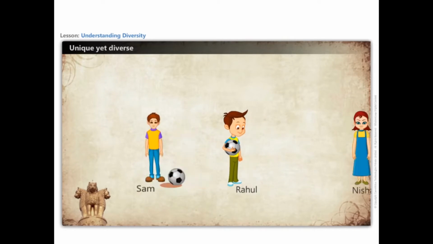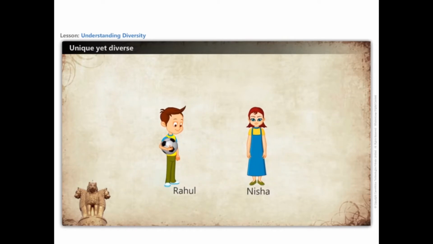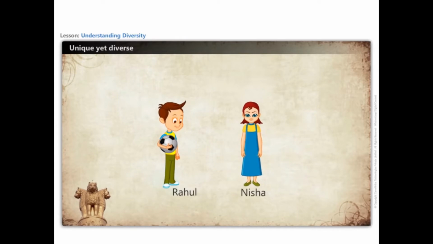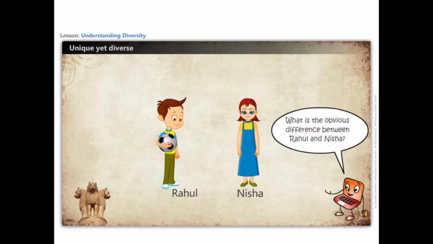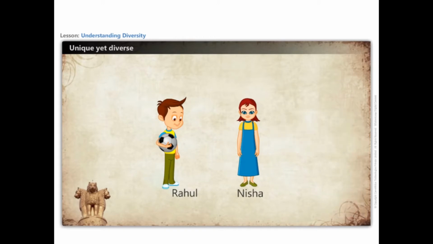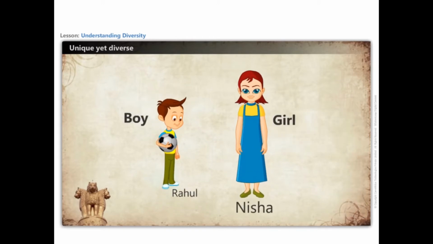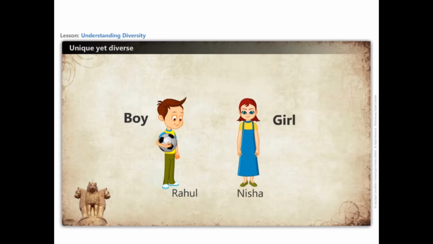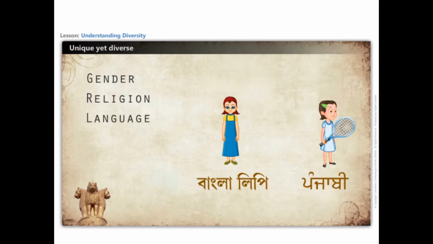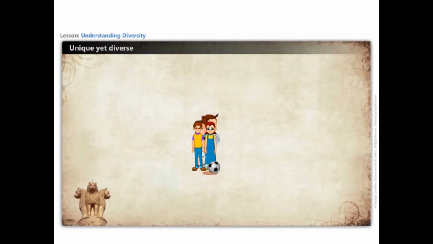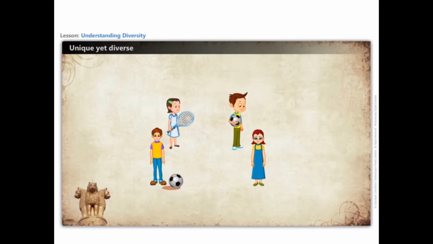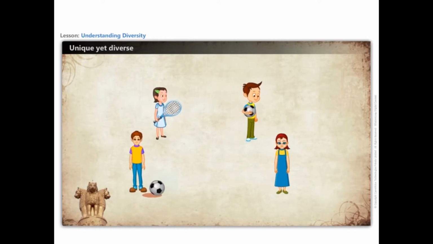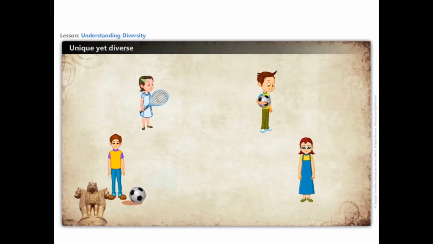Now, Rahul and Nisha are also different in another aspect, which is outside the answers we got. What is the obvious difference between Rahul and Nisha? Rahul is a boy and Nisha is a girl. So, differences can be due to many reasons, including gender, religion, language, region, etc. To accept and respect differences between individuals while also understanding that each individual is unique outlines the concept of diversity.